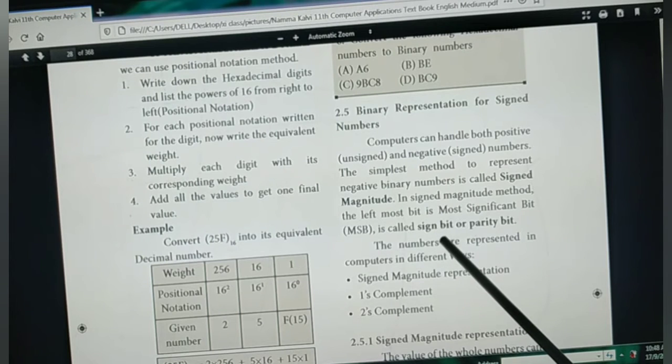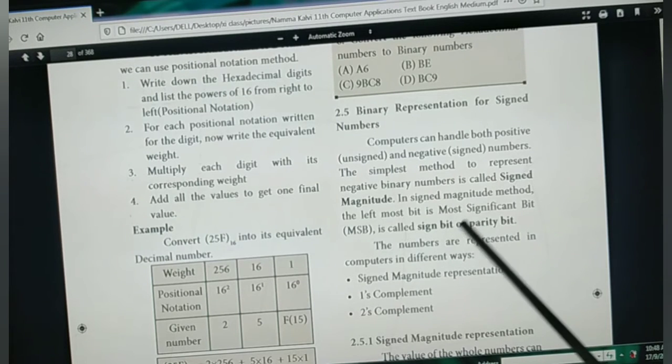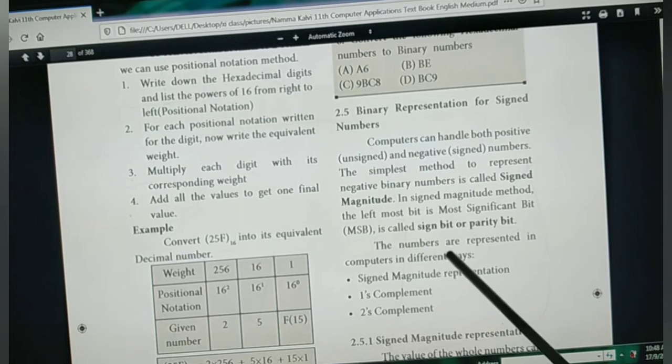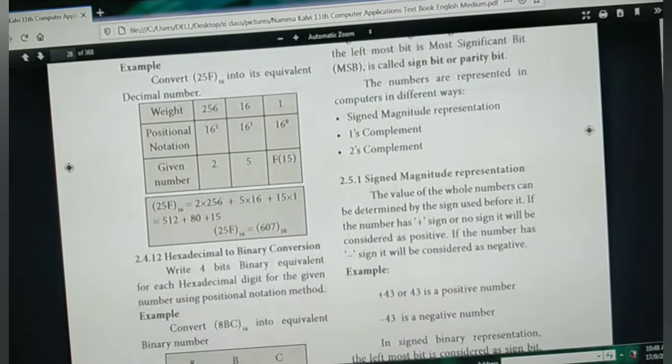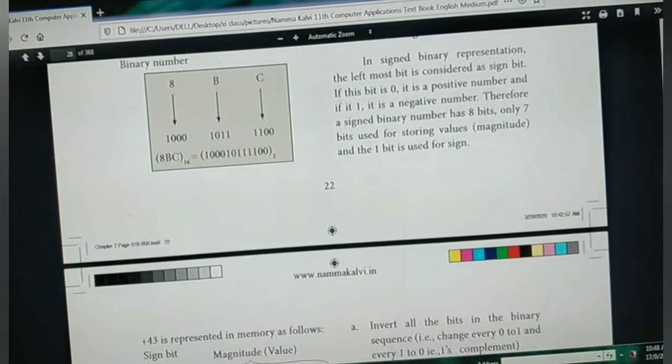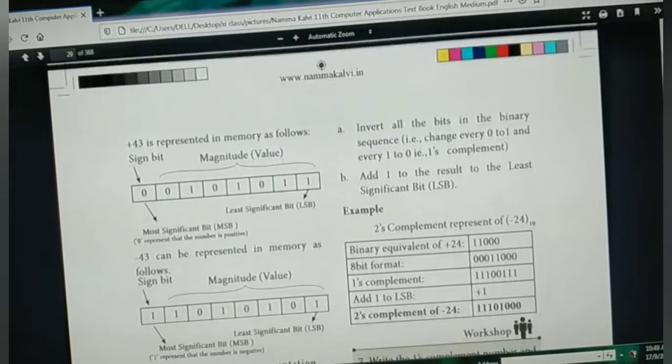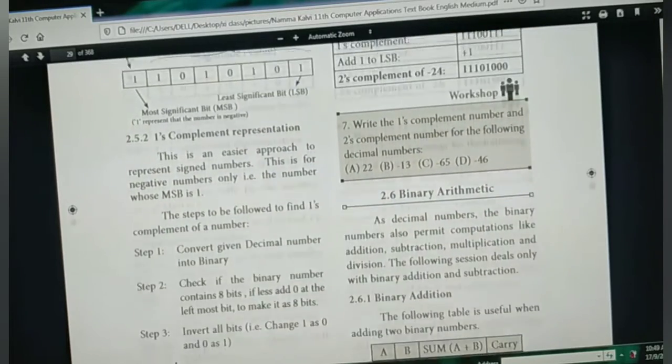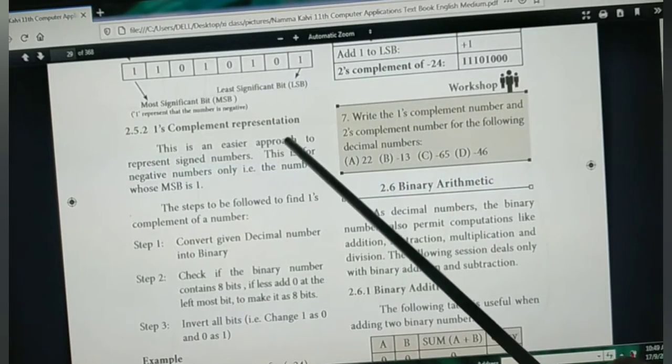Here also is a sign bit or a parity bit. Mark it, it is an extra 2 mark question. Numbers are represented in different forms. What are they? That is your 1's complement, 2's complement, and sign magnitude representation. Mark that one. Next you have the sign magnitude representation. Next you will have your 1's complement and 2's complement. Here you have no 1's complement representation.